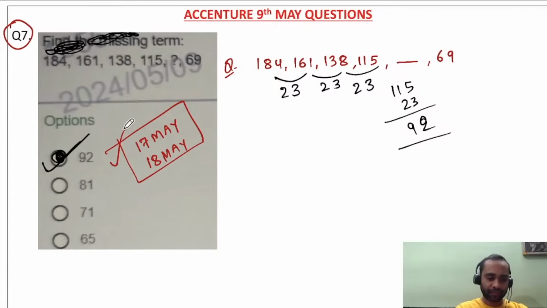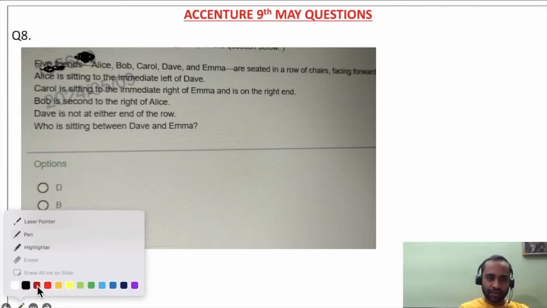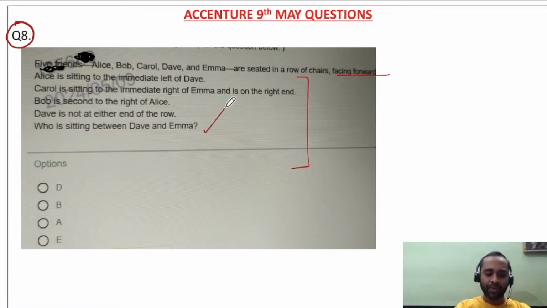Clear? Okay, fine. Now question number 8. Please spend some time and try to solve this. Alice, Bob, Carol, Dave and Emma are seated in a row of chairs facing forward. Alice is this. So who is sitting between Dave and Emma? That you need to answer.